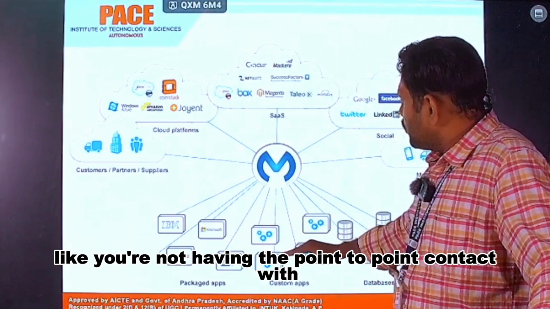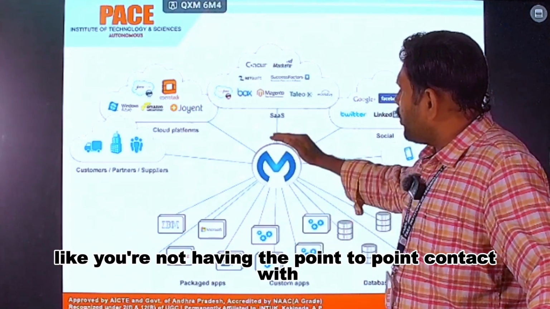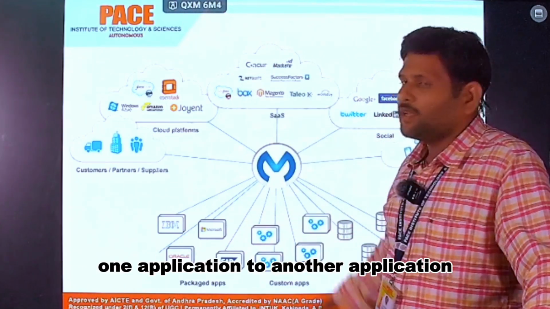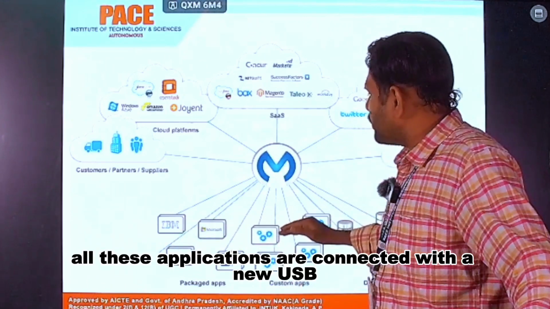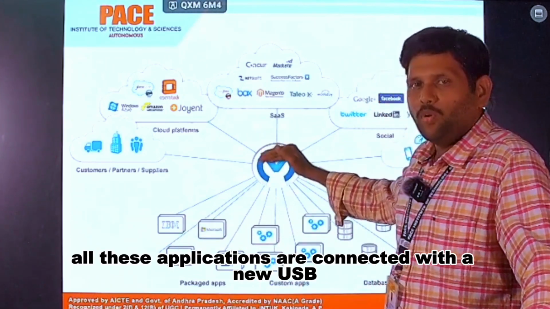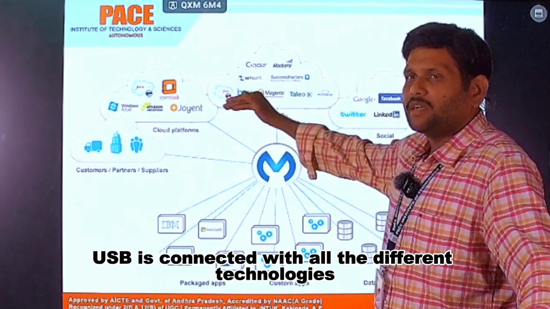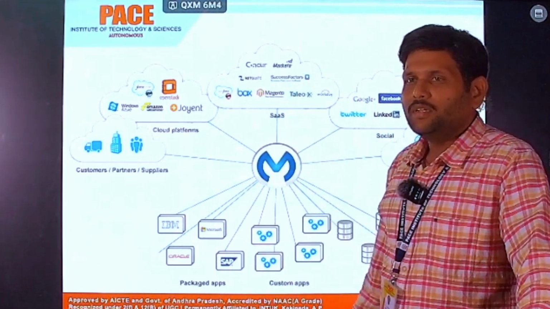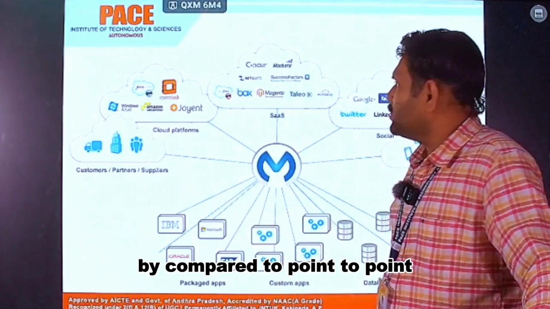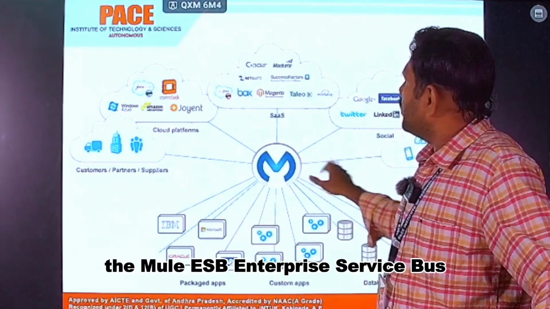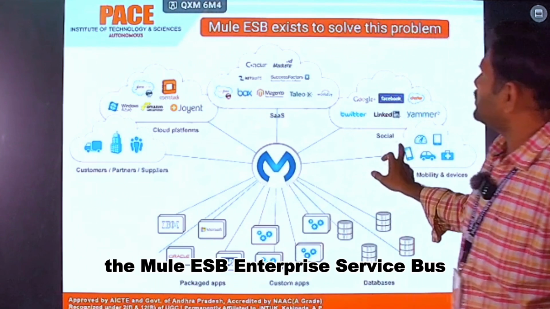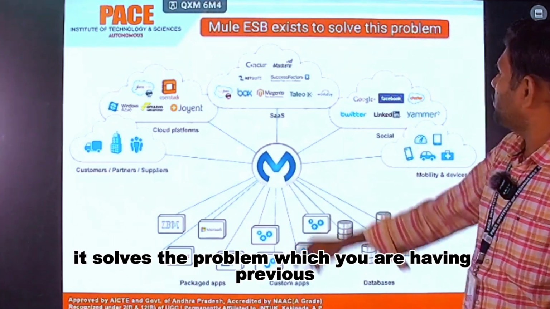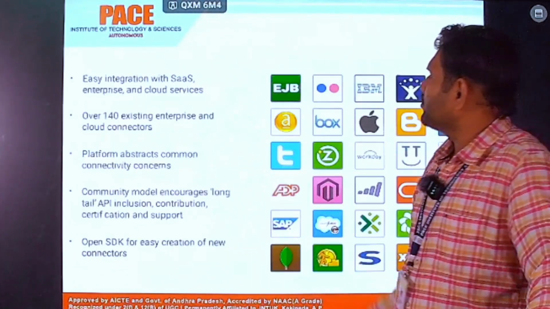We are not having point to point contact from one application to another application. Instead, all these applications are connected with Mule ESB, and Mule ESB is connected with all the different technologies. Now it is a better solution compared to point to point. It is called Mule ESB, Enterprise Service Bus. It solves the problem which you had previously.